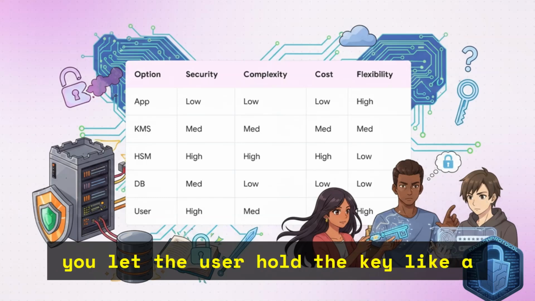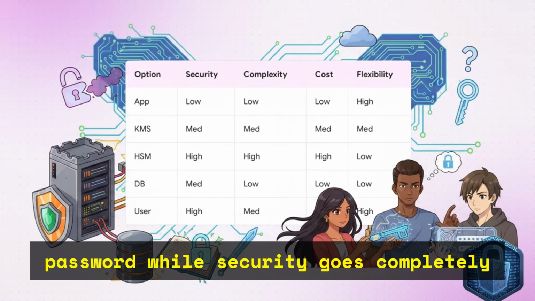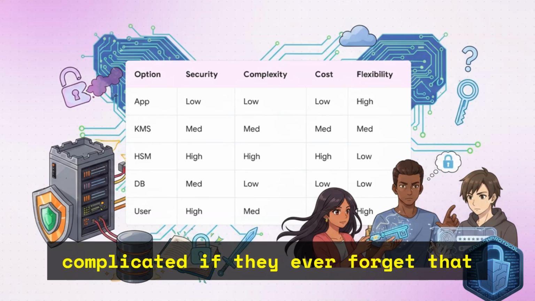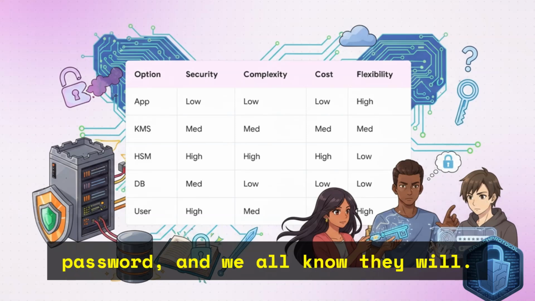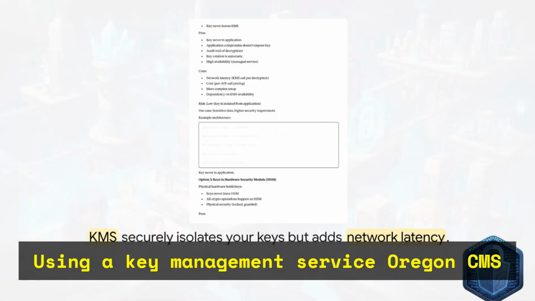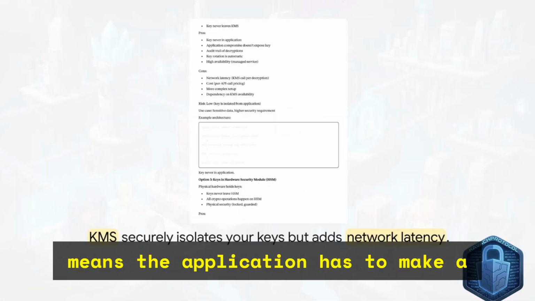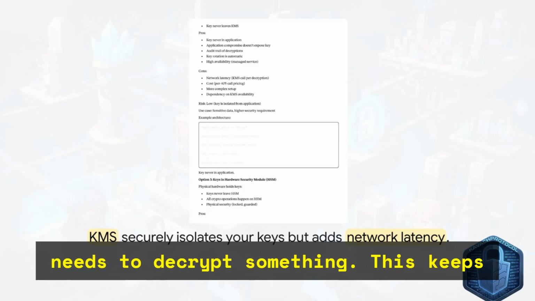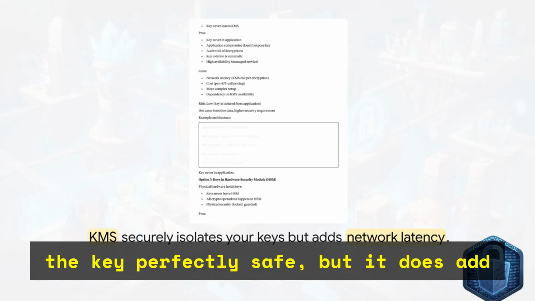But what if you let the user hold the key, like a password? Well, security goes completely through the roof because you literally don't even have the key to lose. But user experience gets incredibly complicated if they ever forget that password, and we all know they will. Using a key management service, or KMS, means the application has to make a specific request every single time it needs to decrypt something. This keeps the key perfectly safe, but it does add latency to your overall system.